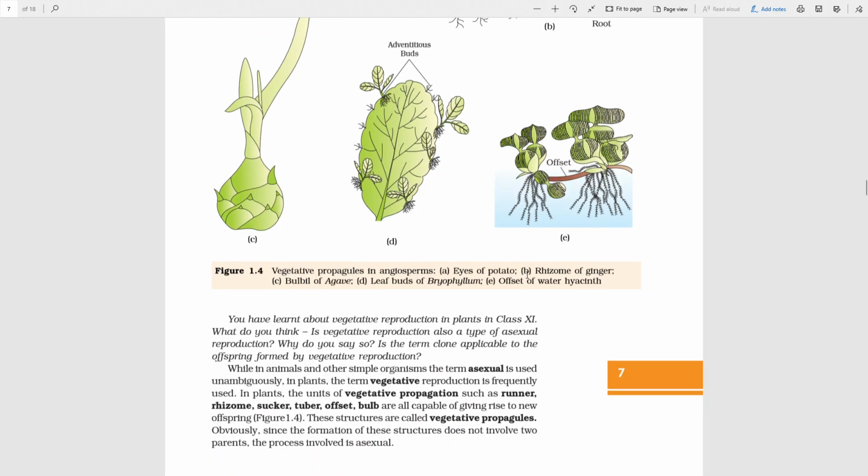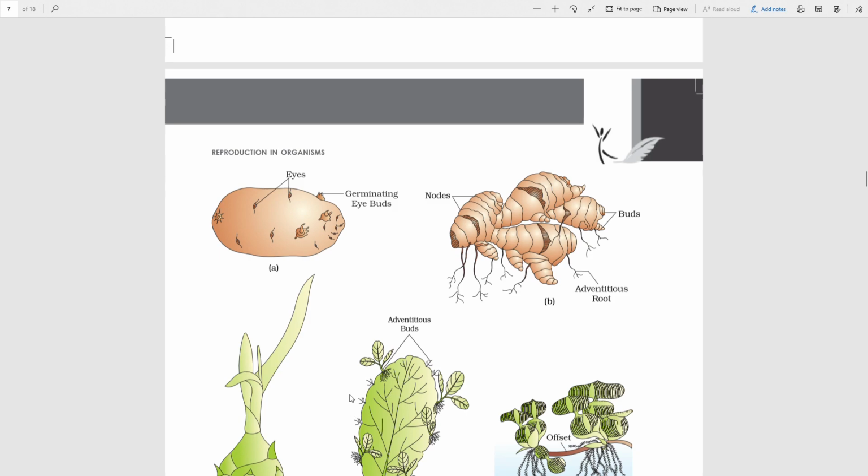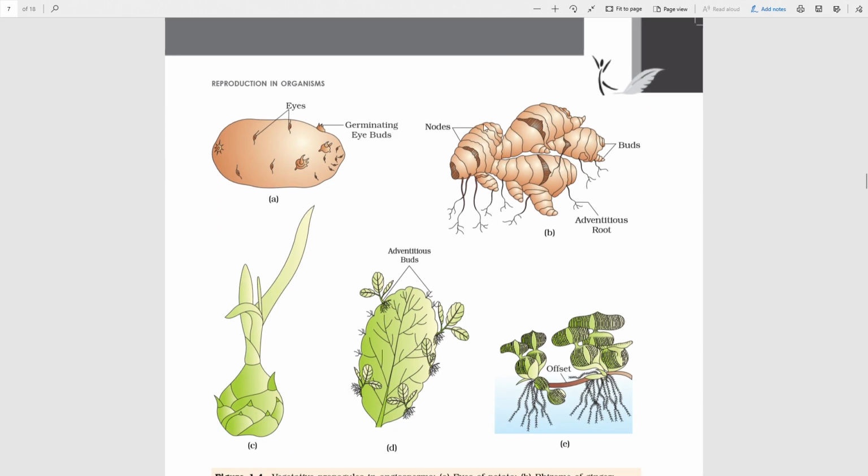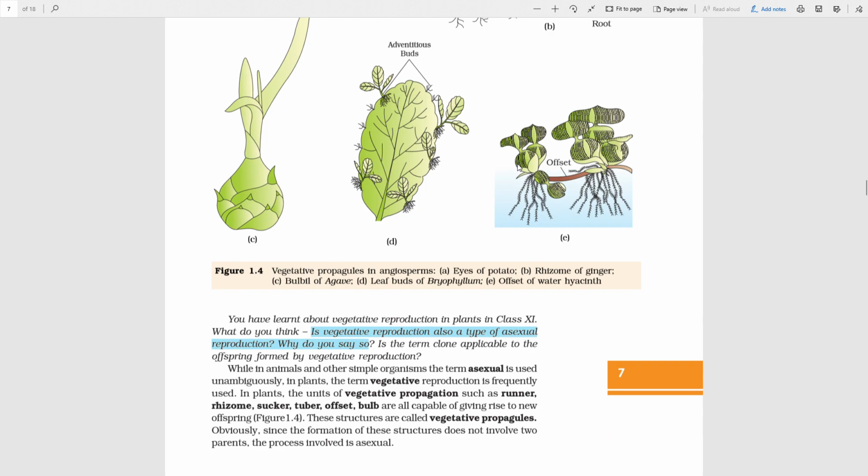Moving on to the next. We have come across this thing known as vegetative reproduction in our previous classes in class 11th. Now here comes the question: is vegetative reproduction also a type of asexual reproduction, and why say so? Is the term clone applicable to the offspring formed by vegetative reproduction? So here, these are all the examples of vegetative reproduction. We'll look at them one by one.